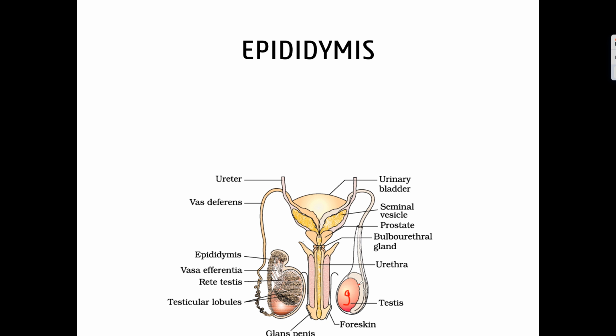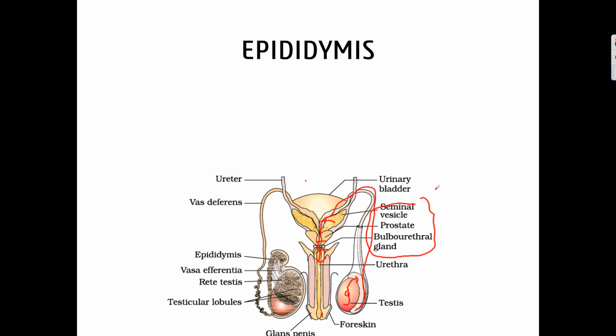In the epididymis, the sperms are stored and they mature. Then through the vas deferens, they will come to the urethra, and through the penis, they will reach the female reproductive system, the site of fertilization. This is how the sperms travel. Once they reach the urethra through the vas deferens, they will be mixed with the secretions of the seminal vesicle, prostate gland, and bulbourethral gland.